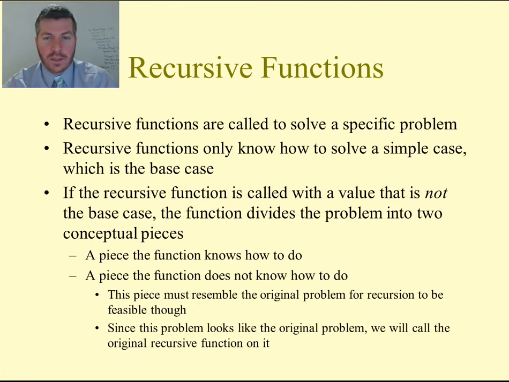So, just a little description of recursive functions. These are called to solve specific problems. They only know how to solve a very, very simple case, which is called the base case. If the recursive function is called with a value that is not the base case, then it's going to divide the problem into two conceptual pieces. One is the piece the function knows how to do. The other is the piece the function does not know how to do. However, that piece needs to resemble the original problem enough so that recursion is feasible. And that means that what we're going to do is call ourselves just with a different value passed in as one of the variables. And those are going to be your algorithms that are candidates for recursion.